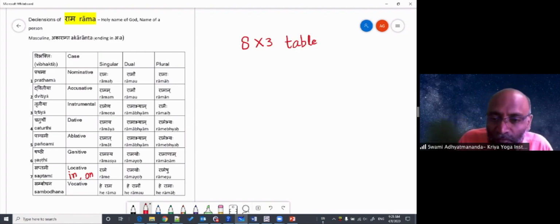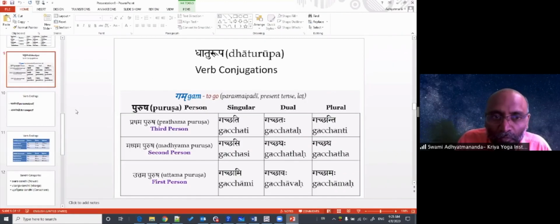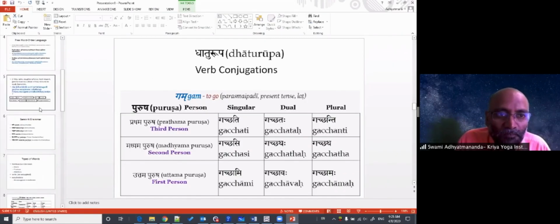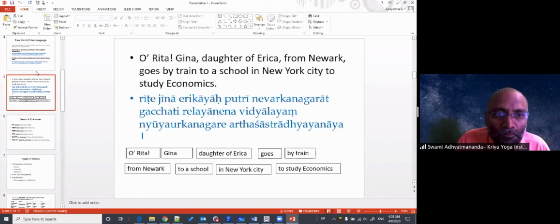I also explained in one of the earlier classes that Sanskrit is a free word order language. The example I gave you was this sentence: Gina, daughter of Erica from Newark, goes by train to a school in New York City to study economics. I could take any of these 10 words and put them in whichever order in the sentence, and the meaning will not change.